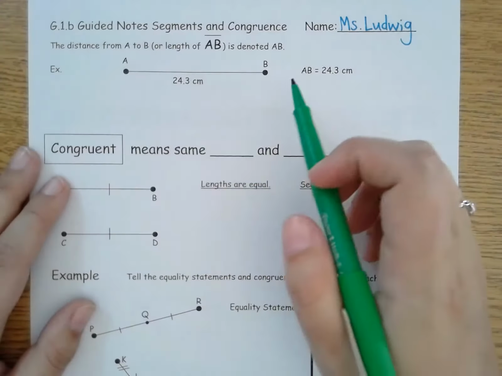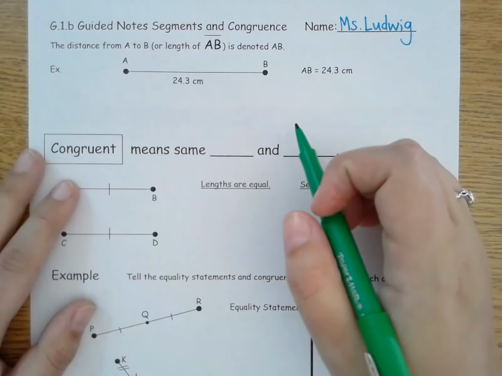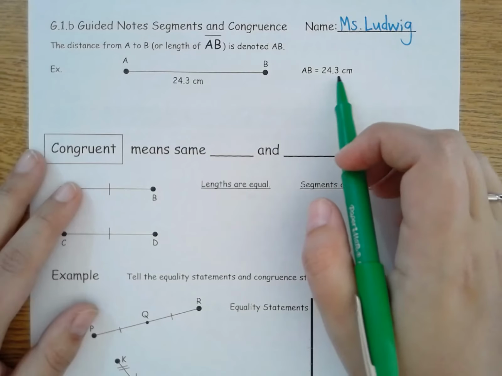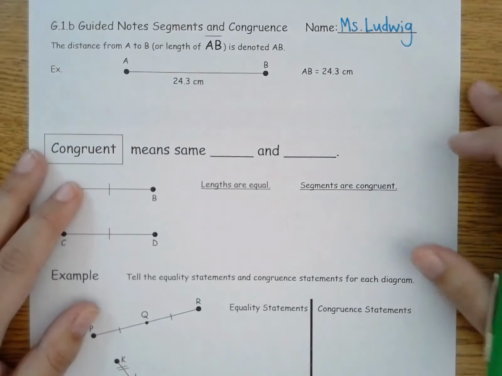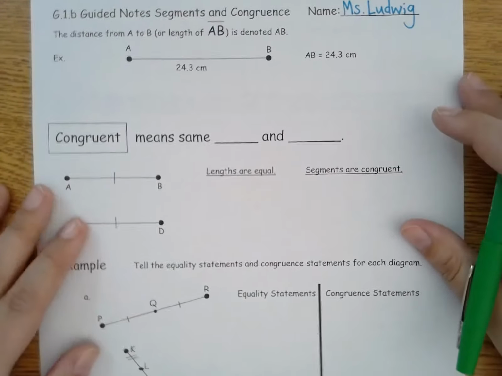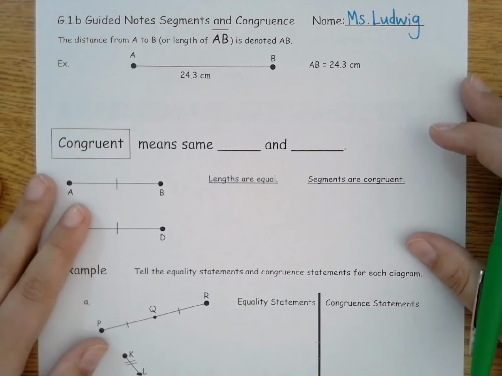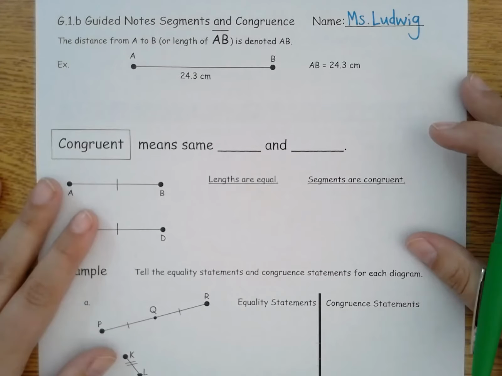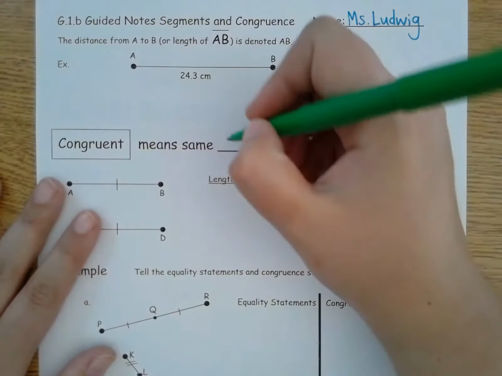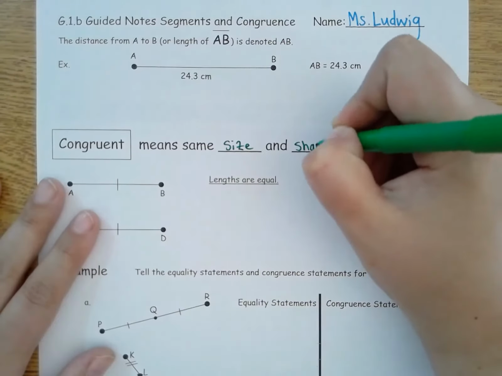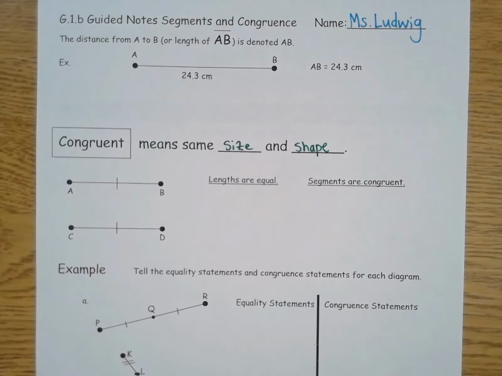So, yep, this one, the distance, right? If I wanted to talk about the length, I would say AB is equal to 24.3 centimeters. Done. Okay, congruent. It means same size and same shape. We say size because not everything has just length. It has height and width and stuff too.